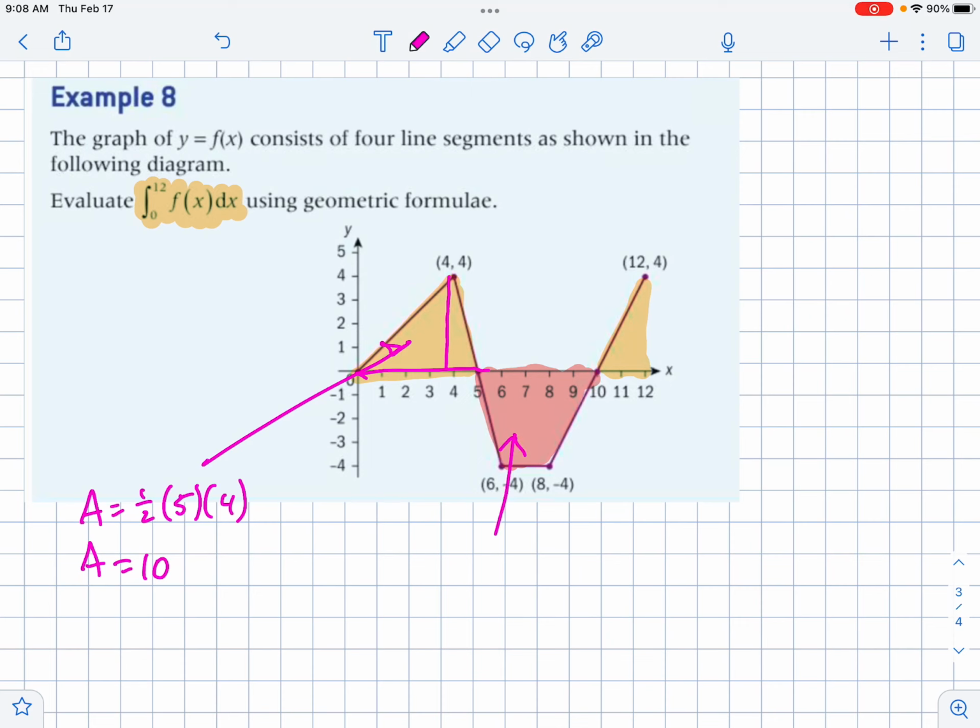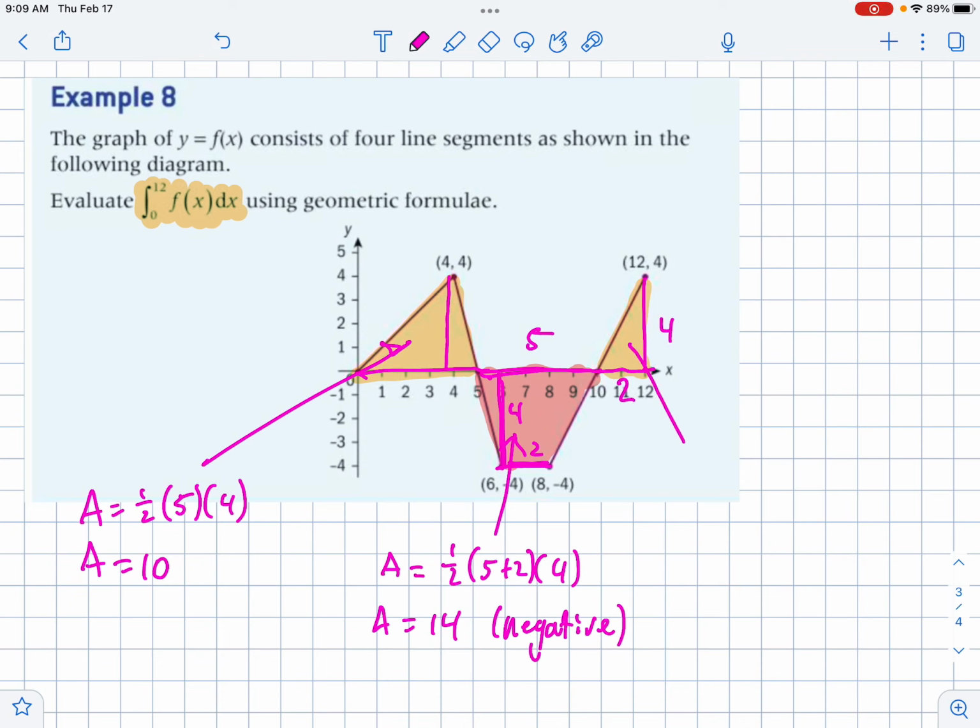This part, which is going to be negative, is a trapezoid where the base is 5, and then from 6 to 8 is 2. So this is 5, this is 2. It's got a height of 4. So the area of that one is 1/2 (5 plus 2) times 4, which is 14. But remember, this will be a negative area because it's below the x-axis.